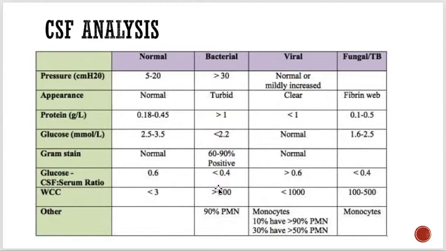So simply, they see what kind of cells are there. For example, they can see neutrophils, which shows bacterial infection. They can see monocytes, which can point towards viral infections, or fungal or TB infection as well.